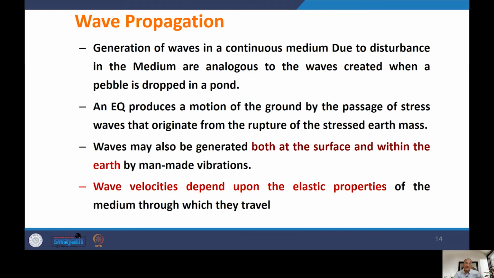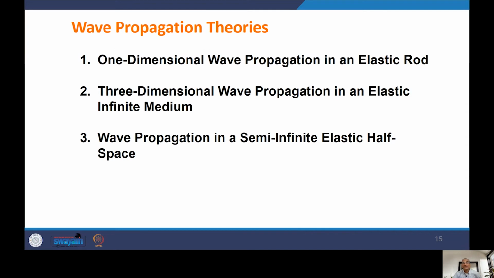That means if we know the wave velocities, then we can characterize the properties of the medium, or it is the other way also. If you know the elastic properties of the medium, then you can determine the wave velocity also. So, continuing with that. When we talk about wave propagation theories, normally there are three types of theories. One is called one-dimensional wave propagation in an elastic rod. That means it is very simple to understand. Here it is assumed that wave propagation is taking place in one dimension only. Though it is a very ideal case, it is easy to understand, and it will provide you the concept.